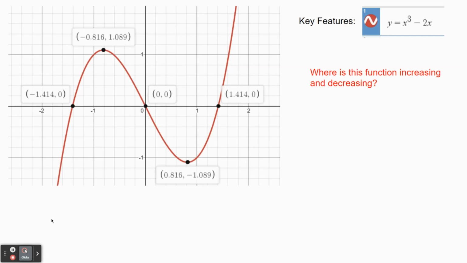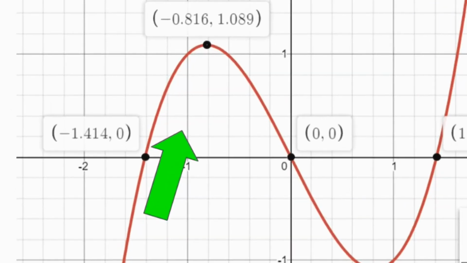First question, where is the function increasing and decreasing? We're going to specify where in the domain is the function increasing or decreasing. So we're going to be talking about the x values here. As we go from left to right on the graph, I can see that the function is increasing. Notice how all the y values are getting larger, up until a point, though.